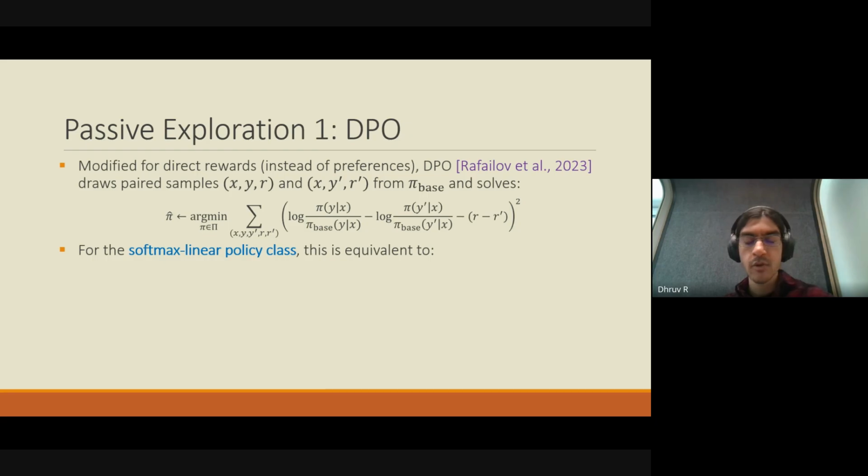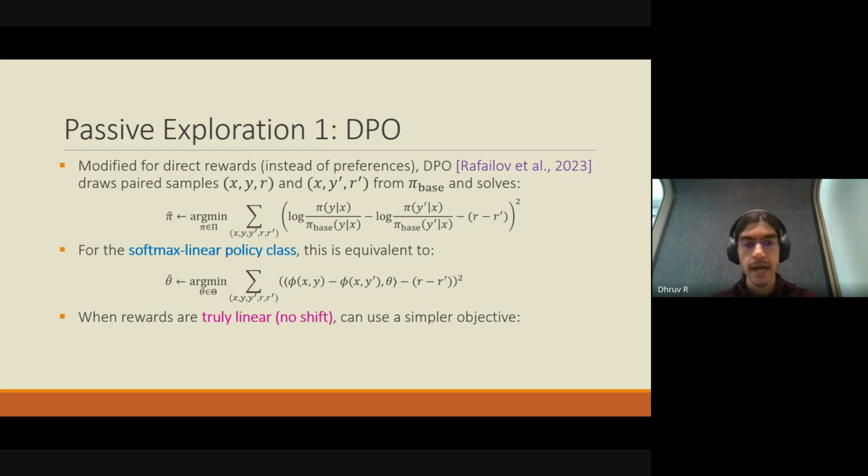And this simplifies quite nicely in our softmax linear setting to some sort of least squares. You're regressing a difference in rewards in an ordinary least squares fashion onto the difference in features. So this is just linear regression.